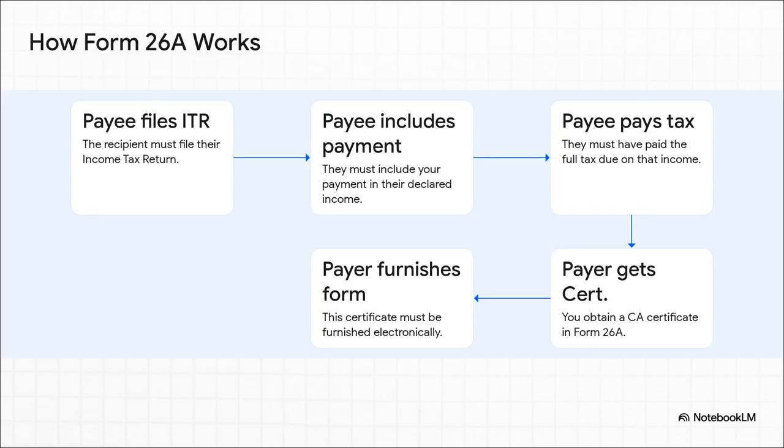Now, using this safeguard does require a bit of teamwork with your vendor. First, they have to file their tax return and include your payment in their income. And critically, they have to pay whatever tax is due on that income. Once they've done all that, you can get a certificate from a CA in Form 26A and file it online. And just like that, you have a complete defense against that 30% disallowance.